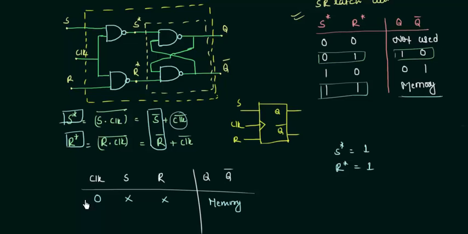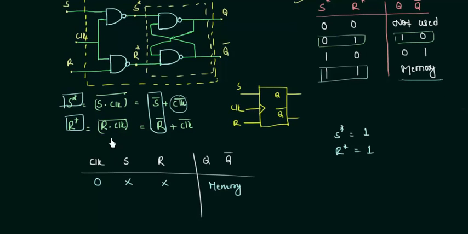So in this way you can see that whenever the clock is low, whatever the input given to these two gates, it's not going to change our stored value. That's why we have introduced this clock. That's the main purpose for the introduction of the clock in our latches, or making it the controlled SR latch.